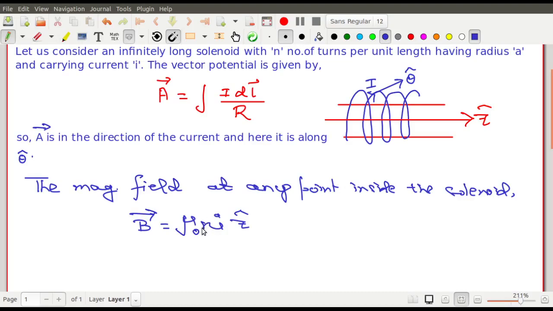Now over here, just give me a minute. Okay, here you can consider an Amperian loop. So here you write, consider an Amperian loop.